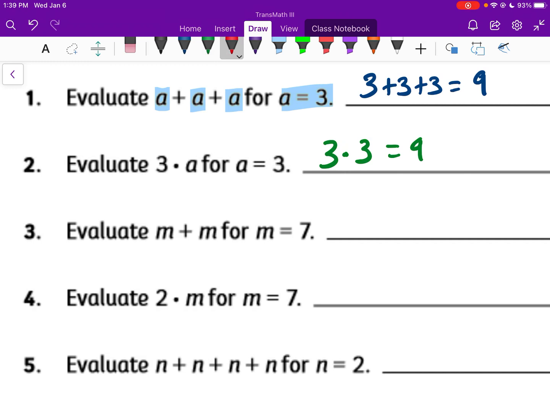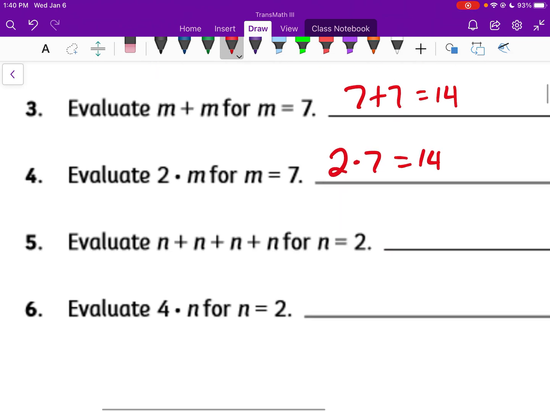Now, m plus m for m equals 7. You're going to do 7 plus 7, which gives us a total of 14. And then 2 times m when m is 7, which is saying 2 times 7, again, 14.